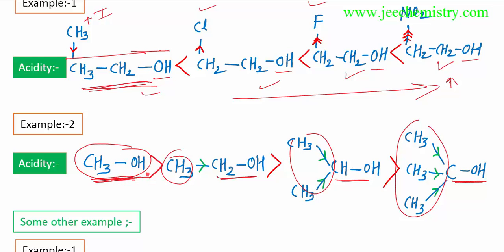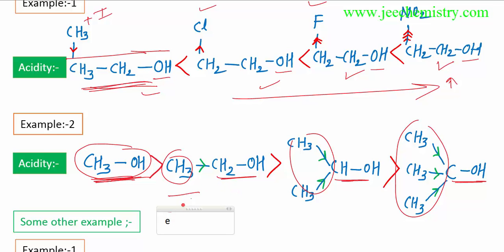So these compounds come first, because here CH3 plus I effect is applying, so this will have less acidic strength. Here 2-methyl is applying, so this has less acidic strength. Here 3-methyl is applying, so this has less acidic strength, because 3-methyl provides more positive I effect, 2-methyl less than 3-methyl positive I effect, and in these compounds only 1-methyl has a plus I effect.